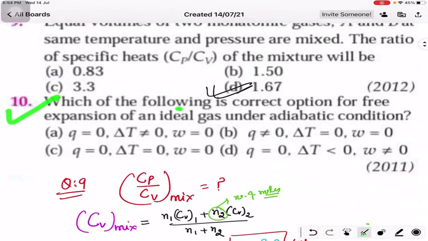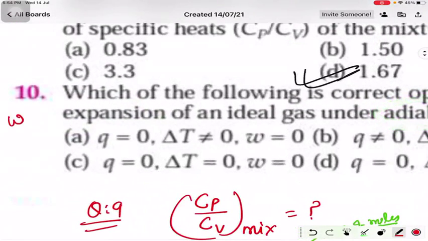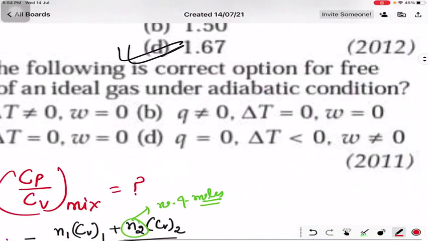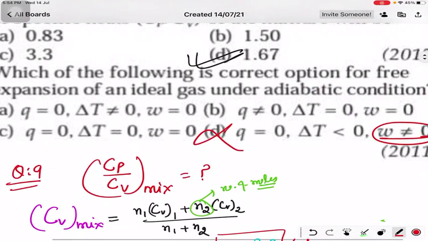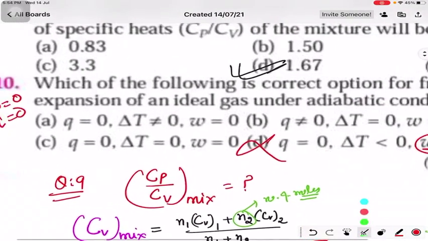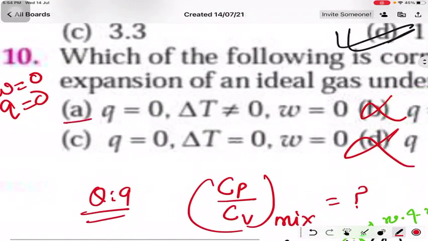10th question, which of the following is the correct option for free expansion? Again, free expansion and adiabatic condition. Free expansion means your W is equal to 0 and adiabatic means your Q is equal to 0. So just eliminate the options first. W is not equal to 0, this cannot be the answer. And from the remaining 3 options, Q is not equal to 0 in option number B, so this cannot be the answer. So we are left with these 2 options. So Q is 0, W is 0.